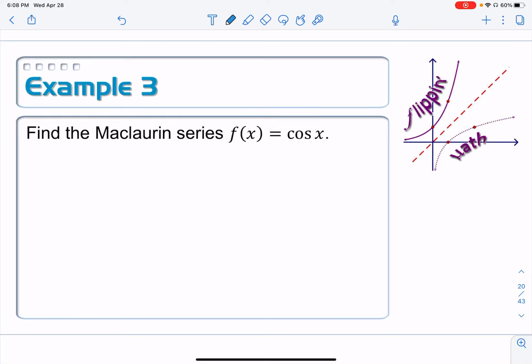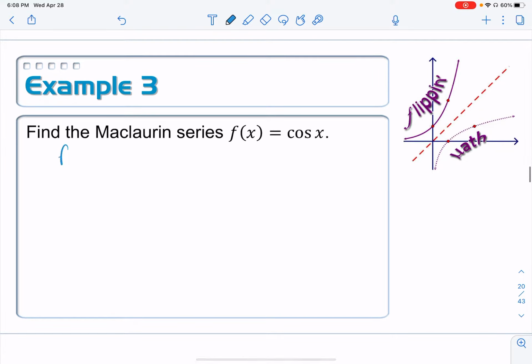Now then, let's try the same exact thing for cosine. So we're going to find the Maclaurin series centered at 0, of course, for cosine x. How do we start? We start by taking a bunch of derivatives. So starting with our original function, cosine x, and take its derivative. And just like with sine, they're going to start repeating, of course.